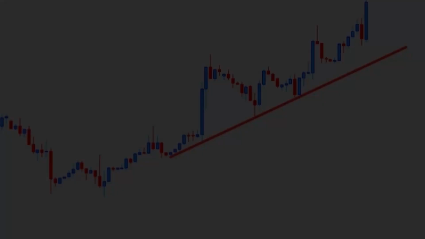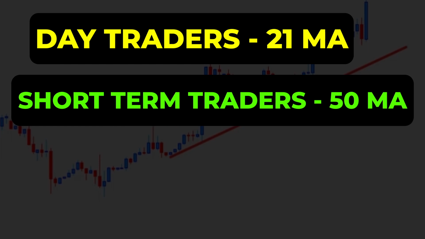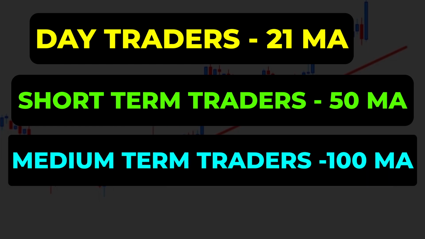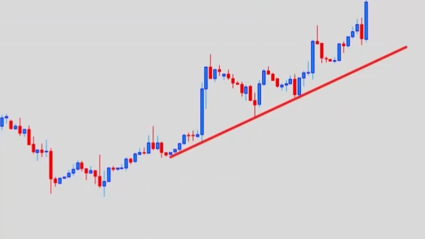Day traders mostly use the 21-day moving average. Short-term traders use the 50-day moving average line. Medium-term investors use the 100-day moving average. And similarly, long-term investors use the 200-day moving average.